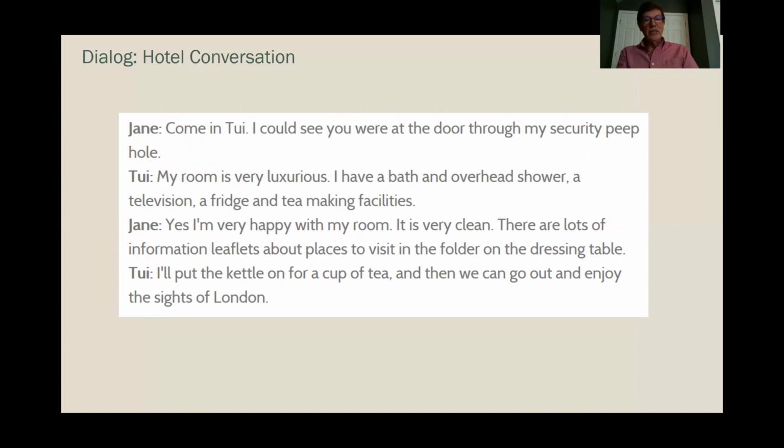Jane: Come in. Tweed: I could see you were at the door through my security hole. My room is very luxurious. I have a bath, an overhead shower, television, a fridge, and tea-making facilities. Jane: Yes, I'm very happy with my room. It is very clean. There are lots of information leaflets about places to visit in the folder on the dressing table. Tweed: I'll put the kettle on for a cup of tea, and then we can go out and enjoy the sights of London.